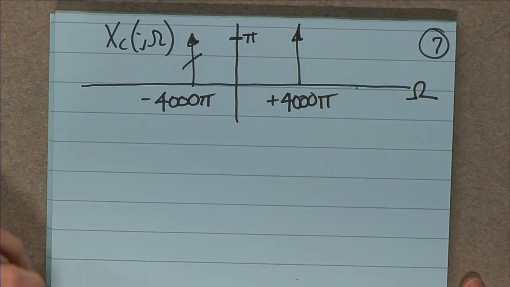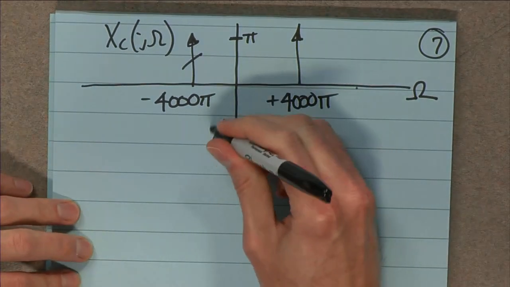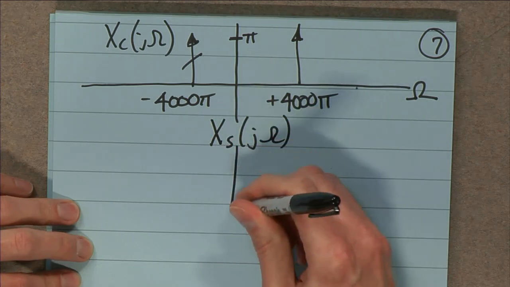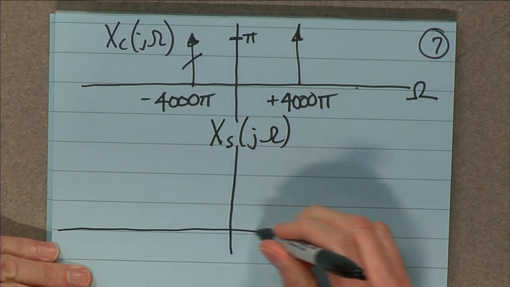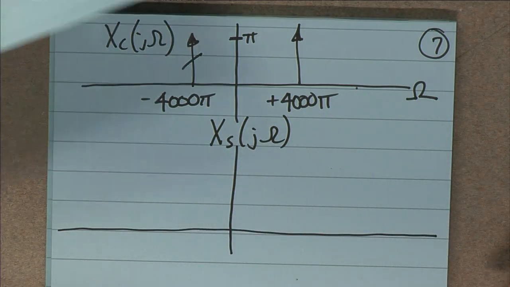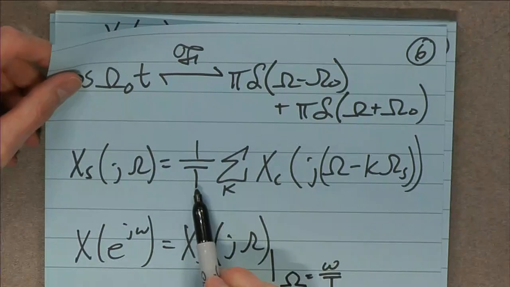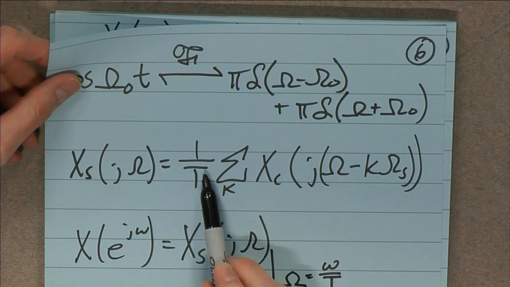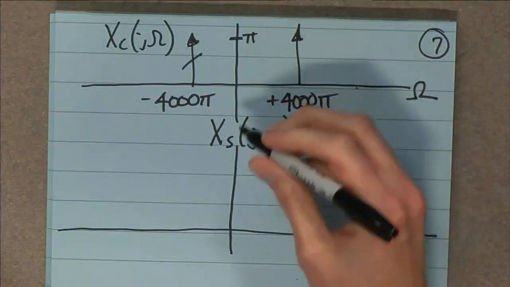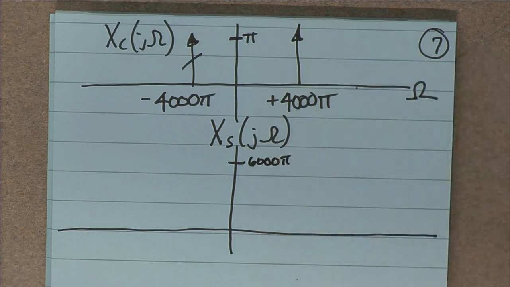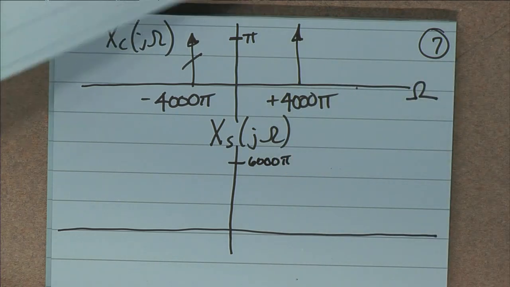So the next step is sampling. If we sample this, what happens? When we go back to our formula, we're going to scale it by 1 over t. So t was 1 over 6,000, so that's 6,000. And there's already a pi there, so right off the bat, we've got that down. What's the next step?